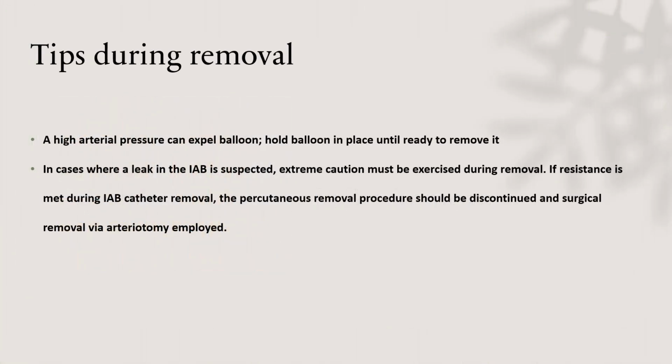Steps during removal of the intra-aortic balloon pump. High arterial pressure can expel the balloon, so we should hold the balloon inside until we are ready to remove it and adjust the blood pressure. In case a leak of the intra-aortic balloon is suspected, extreme caution should be taken during removal. And if we meet resistance during intra-aortic balloon removal, we shouldn't remove it by a percutaneous approach, and we go for a surgical approach, removing the balloon through arteriotomy. It's better than a percutaneous approach.